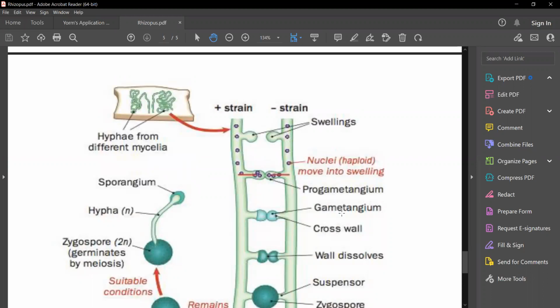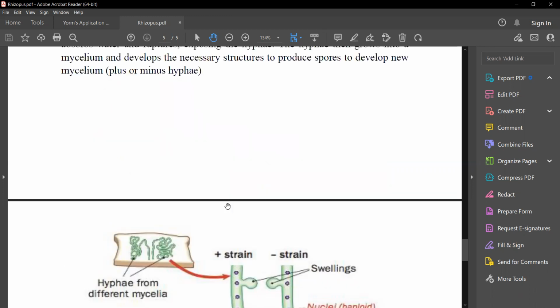Do we get it? Yes. Okay. So now the gametangium, let me go back to the slide.